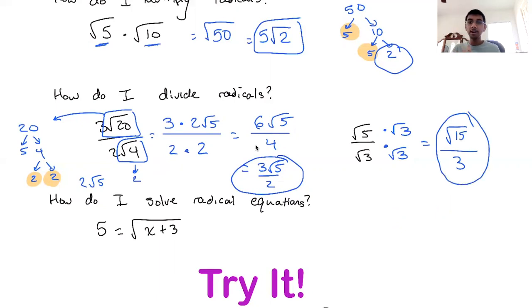And we can't simplify radical 15 further because 15 would break down into just 5 and 3, and there's no number that is repeating. So there we go. That's our answer for that.